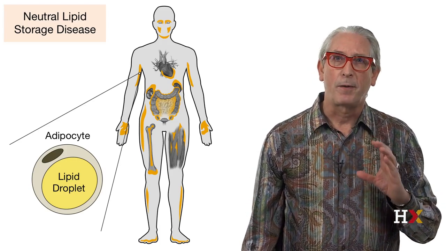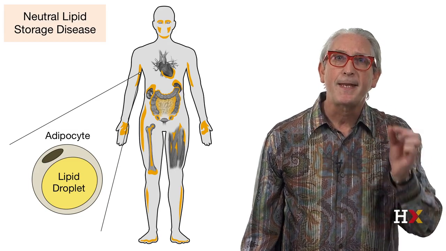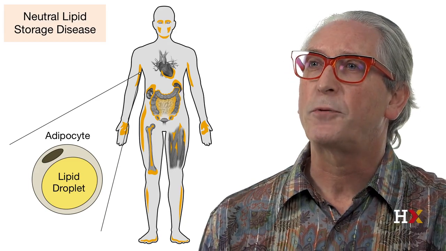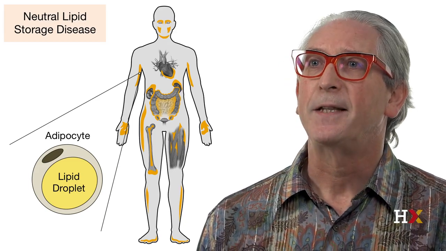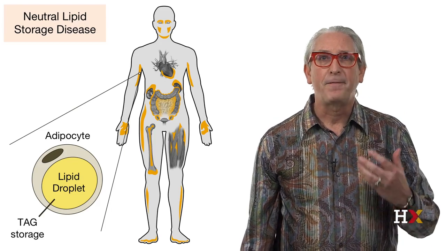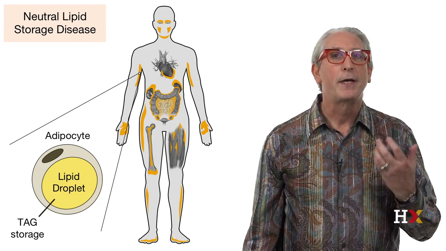The size of the droplet is so large that the cytoplasm is reduced to a thin layer at the periphery of the cell. The cell nucleus is pushed against the cell membrane. The lipid droplets in adipocytes are filled with triacylglycerol, the major form of energy storage and insulation.